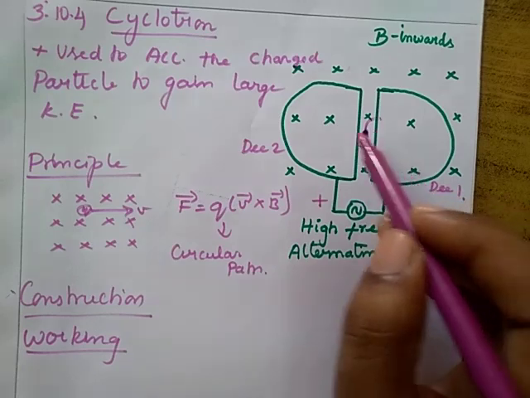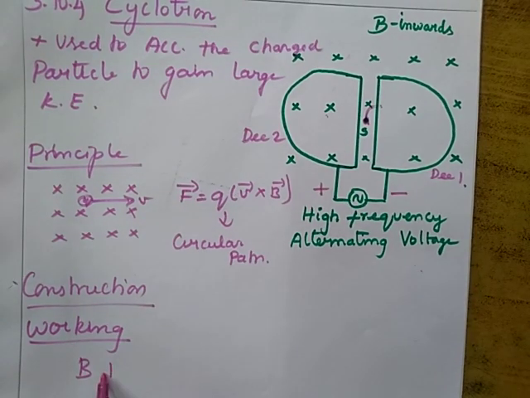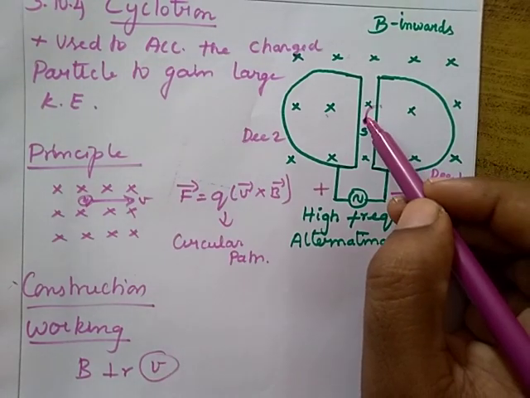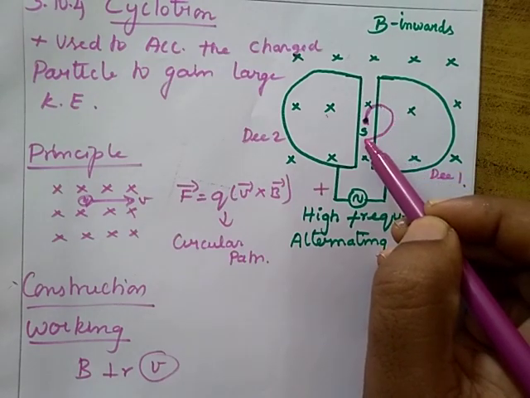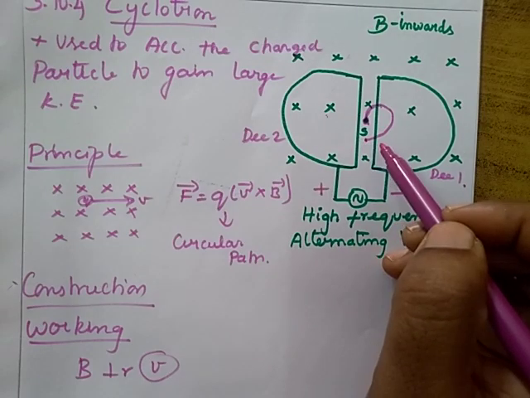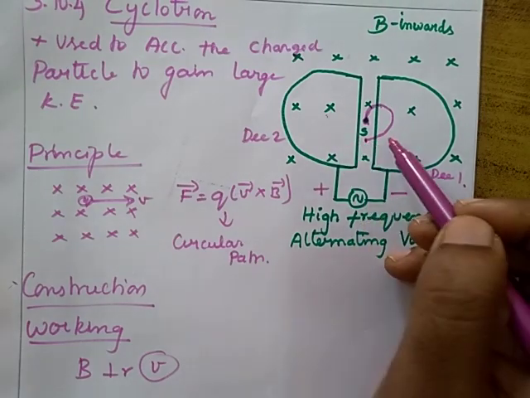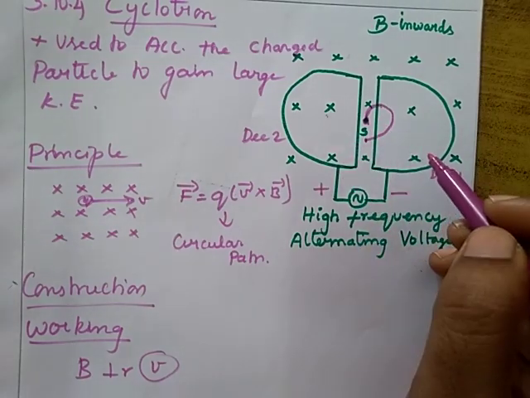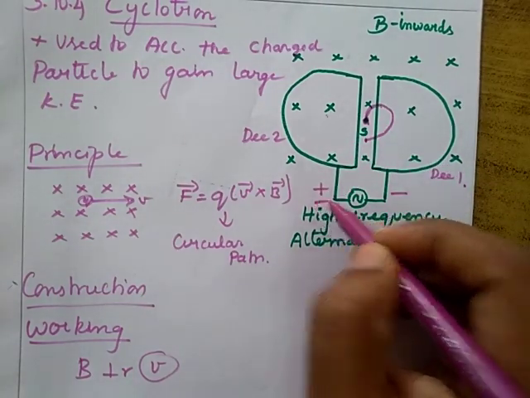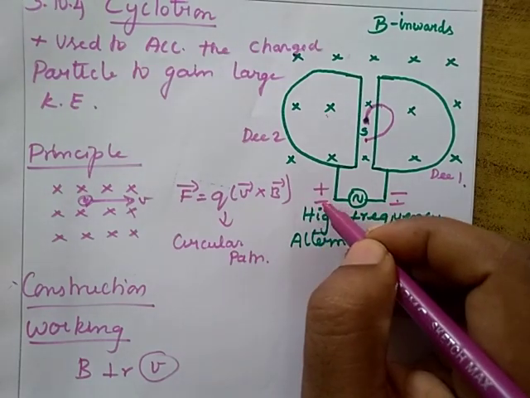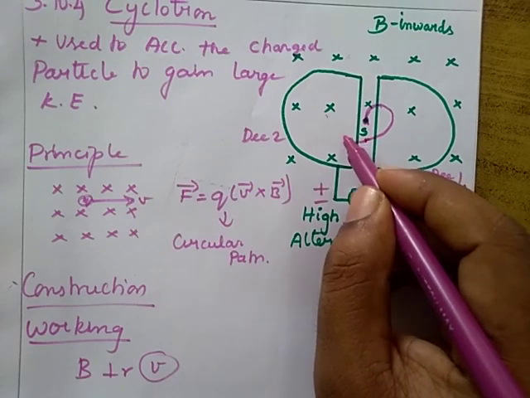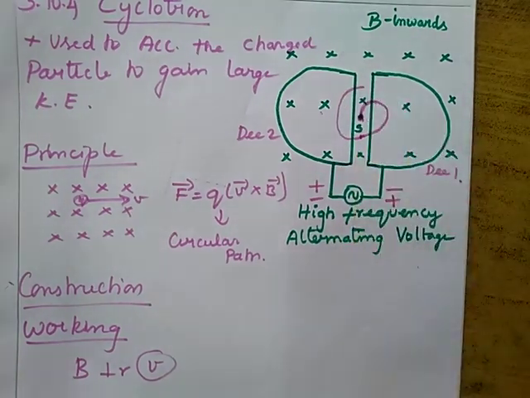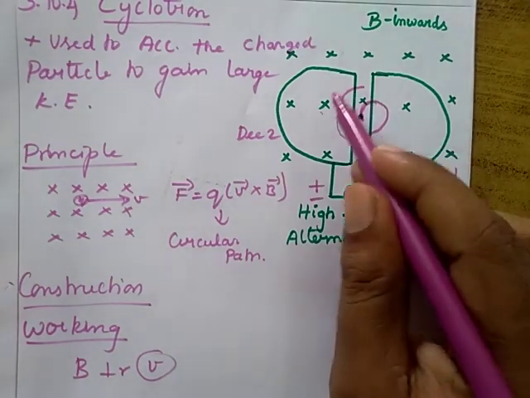Here the magnetic field is perpendicular to the velocity, so it will move in a circular path. After one semicircle, it will reach the gap. At that moment the polarity of the Ds is changed. Here D2 becomes negative and D1 becomes positive. Then it is accelerated again and attains one more semicircle. Here it attains a circular path.